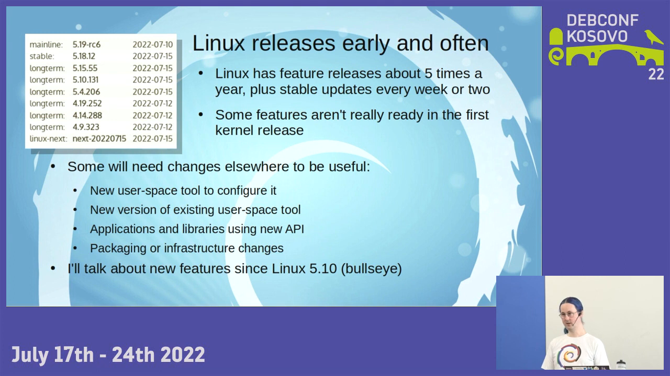They need changes in user space and other supporting packages to actually take advantage of them. They might need a new user space tool for configuration. There might be an existing user space tool that needs some additions. If there's a new API that's meant to be used by all kinds of applications, then we have to wait for those to actually take advantage of that. And sometimes there need to be packaging or other infrastructure changes in the distribution to enable the feature.